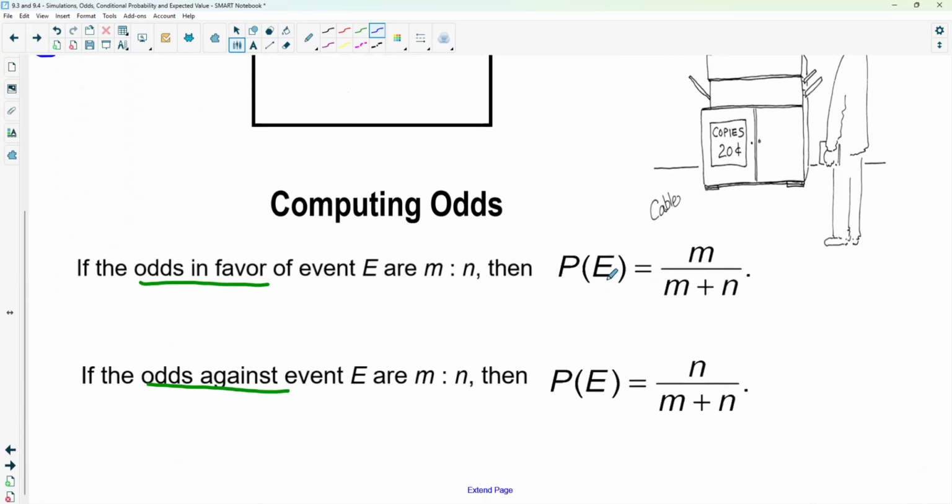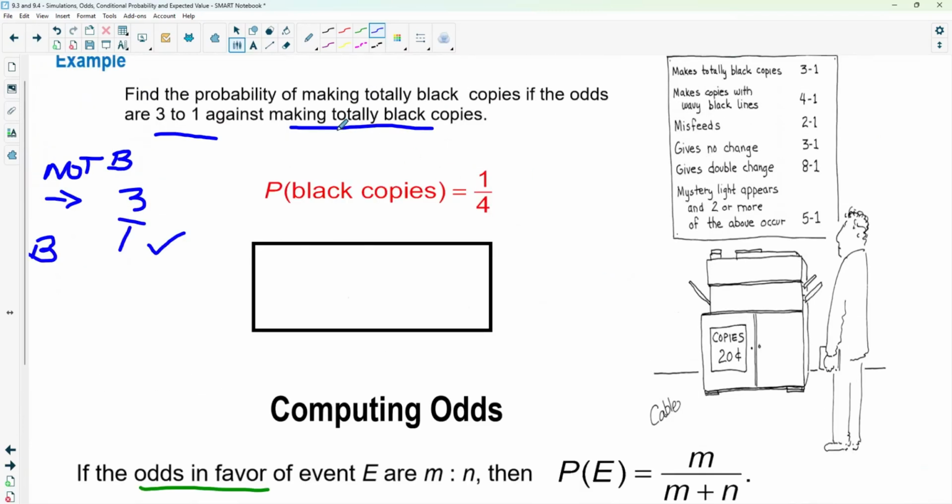So if you want to find the probability, right, going backwards, then you're going to use whatever they're giving you for that part over the sum of the two ratios, right?